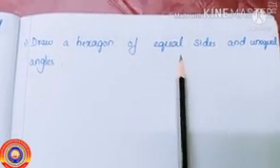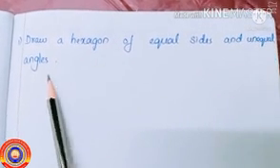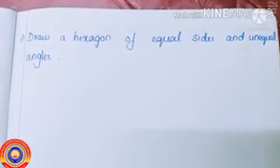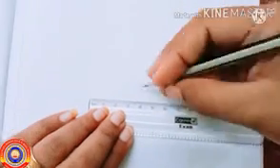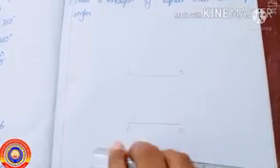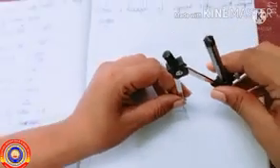First question, draw a hexagon of equal sides and unequal angles. So here in the question, it is given that we have to draw a hexagon with equal sides. Draw a line AB and ED of equal length, 5 cm each. Next, using a compass, measure 5 cm in the ruler and then draw two arcs of radius equal to AB with the center B and D to meet at C.